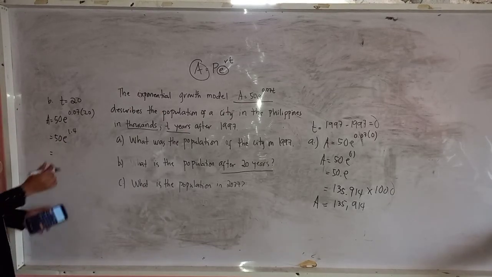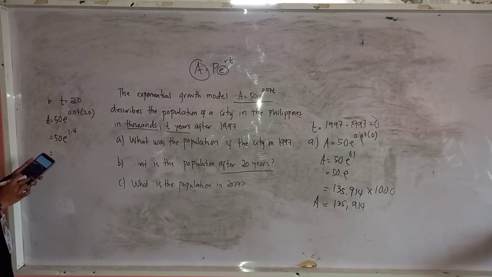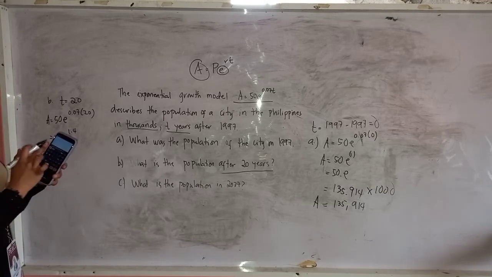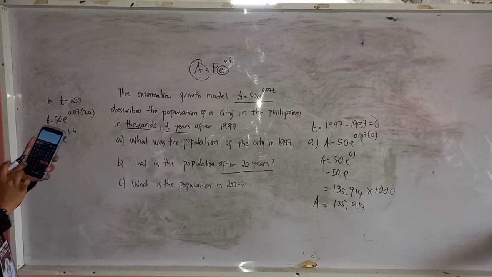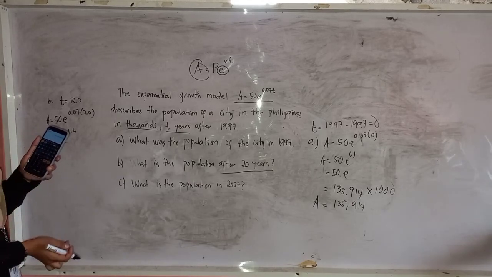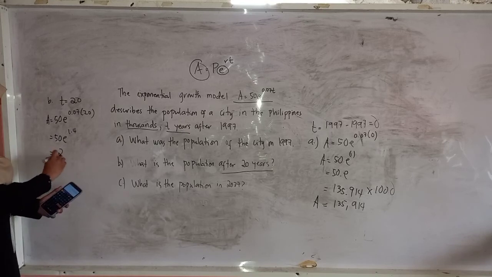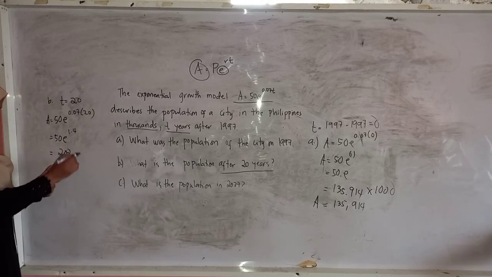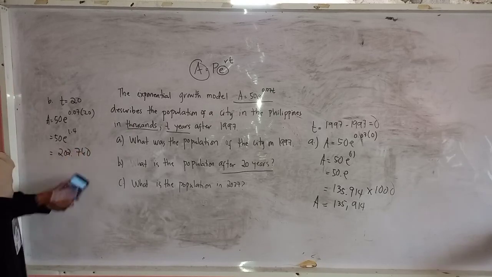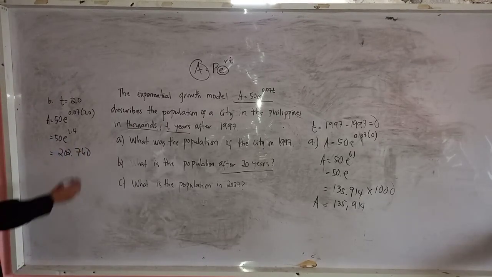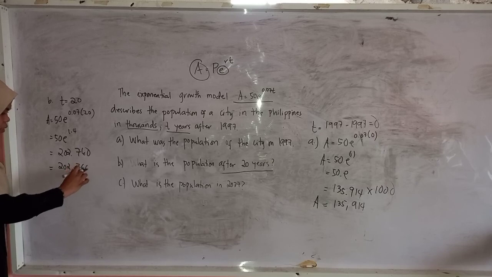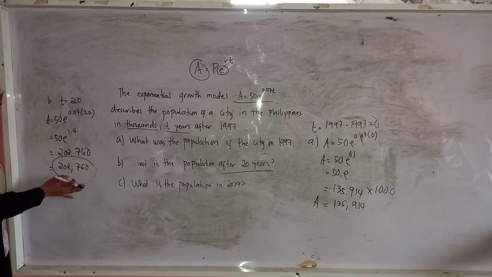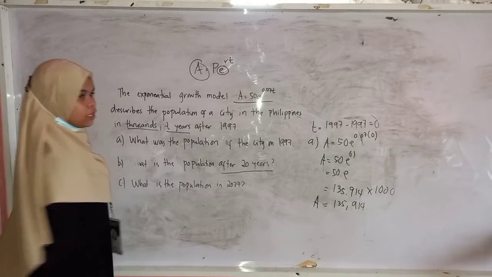Tapos, paki-press sa calculator by pressing 50 times ang e natin, hahanapin natin by pressing the shift, then yung ln, tapos ilagay yung exponent niya na 1.4. So that is equal to 202.760. So round off to the 3 decimal places. So by multiplying this answer to 1,000, so that will give us 202,760. So which means this is the expected population after 20 years.